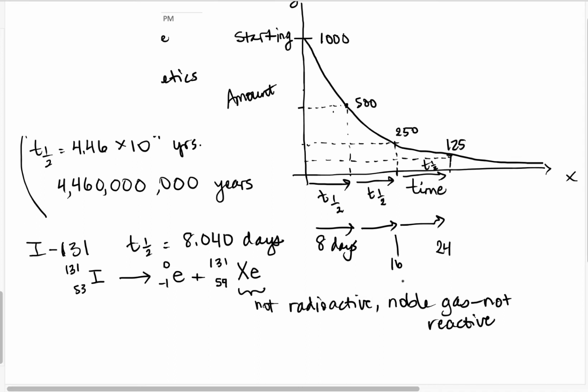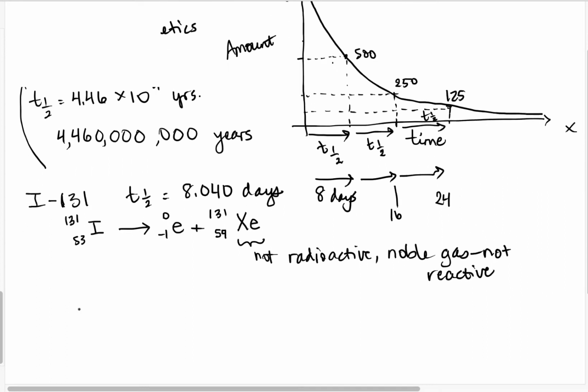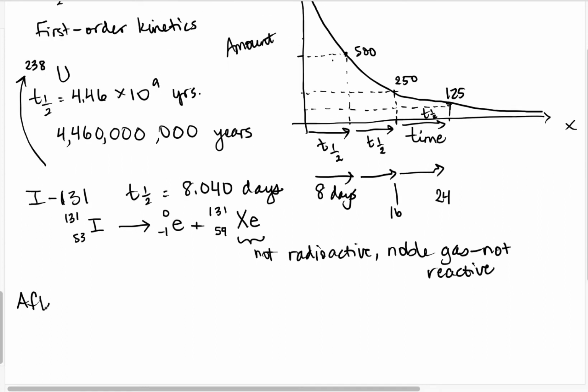So you can see that pretty soon there aren't very many of these radioactive isotopes left. They fall off pretty quickly. And generally speaking, after about 10 half-lives, the radioactive isotope is assumed to be at background level.